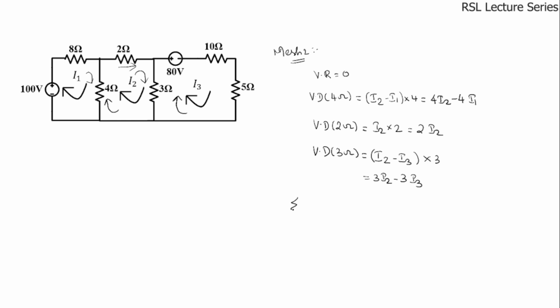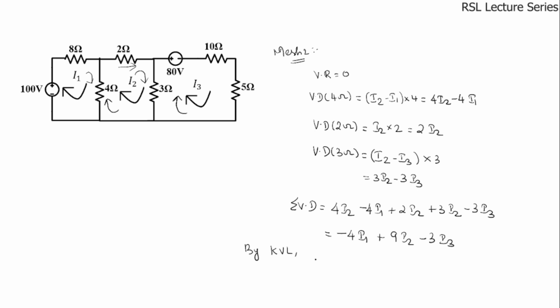So now we have to add all the voltage drops. So sum of the voltage drop is equal to 4I2 minus 4I1 plus 2I2 plus 3I2 minus 3I3. So on simplification we will get minus 4I1 plus 9I2 minus 3I3. So now by Kirchhoff's voltage law, sum of the voltage drop is equal to sum of voltage rise. Here voltage drop is minus 4I1 plus 9I2 minus 3I3. This will be equal to voltage rise, that is 0. So this is equation number 2.